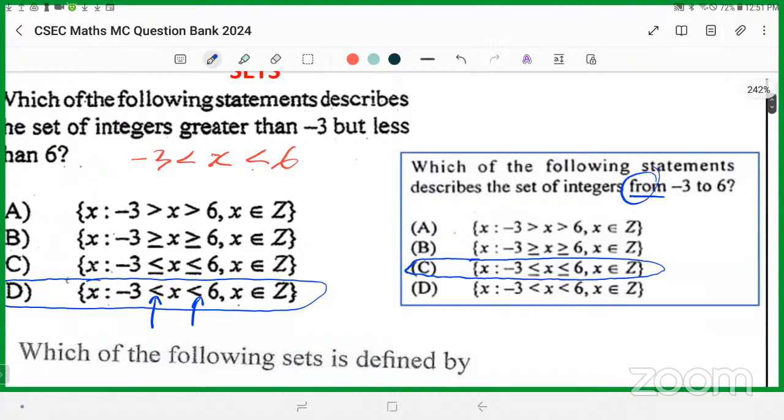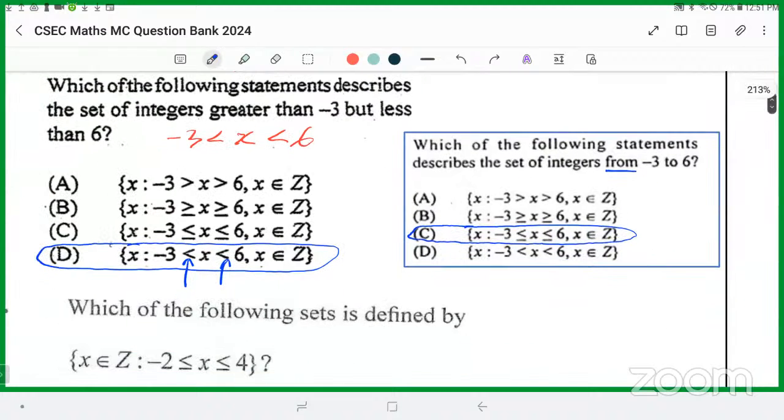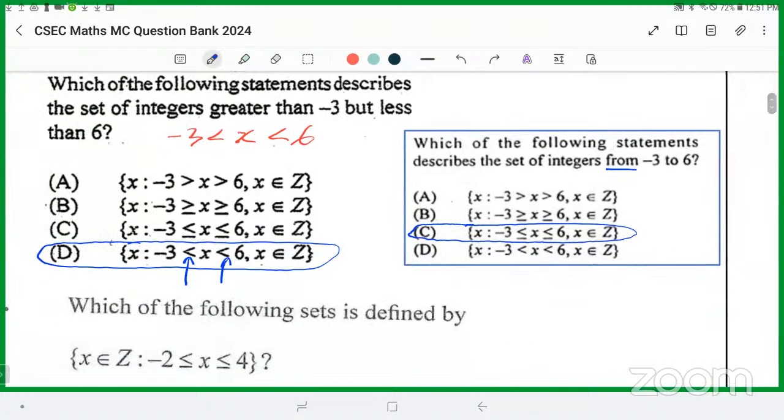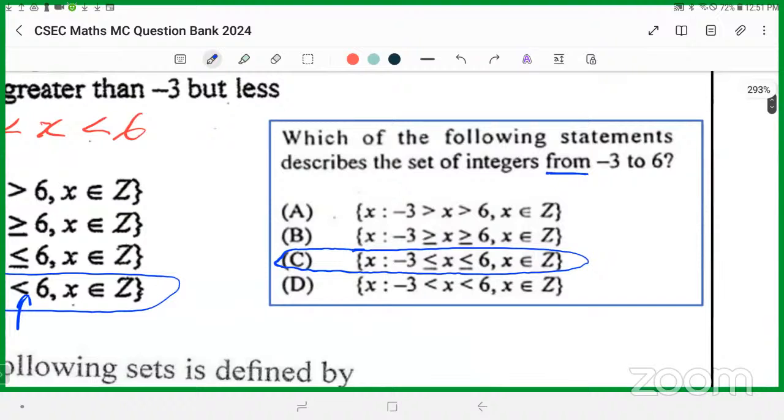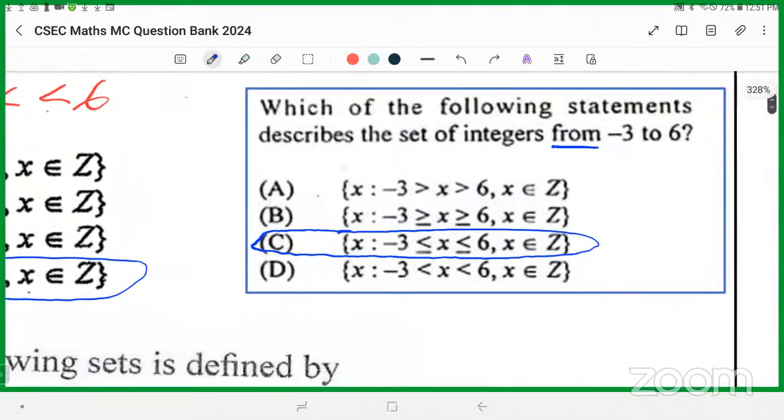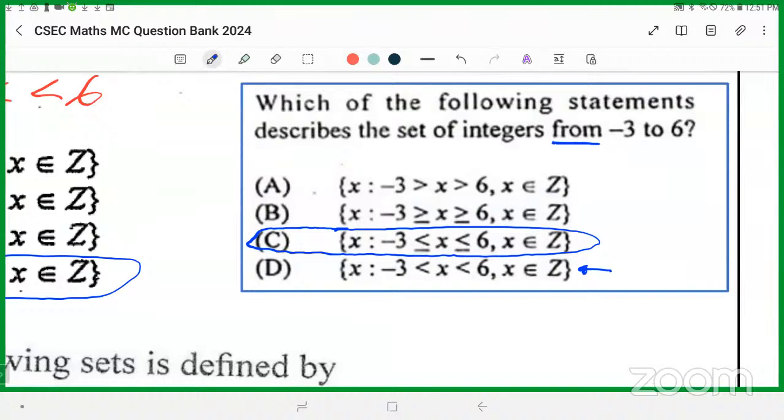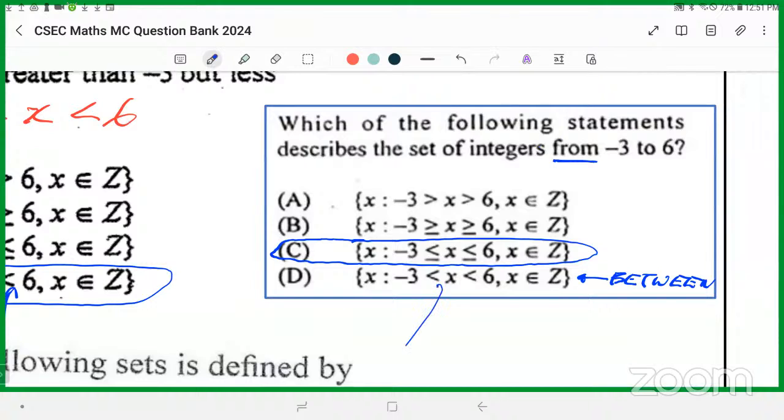The word from means that you're including them, from negative 3 to 6. This one could have also been between. They could have written this same wording here, but instead of the word from, they could have said between. So this one is for the from, and if they had said between, this other one would be the answer. Simple as that. So be careful.